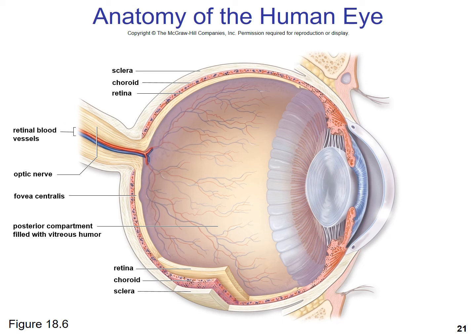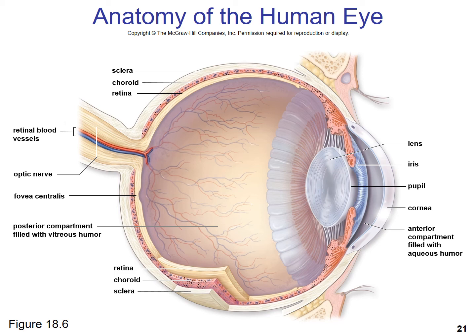Now, if we turn our attention to the front of the eye, we're going to start out with the cornea. You'll see that the cornea is continuous with the sclera. It's part of the sclera, but again, the proteins in it are arranged in a different arrangement that allows the cornea to be transparent. This is the anterior compartment. It's filled with aqueous humor. This is the iris, and so the iris basically controls the size of the pupil.